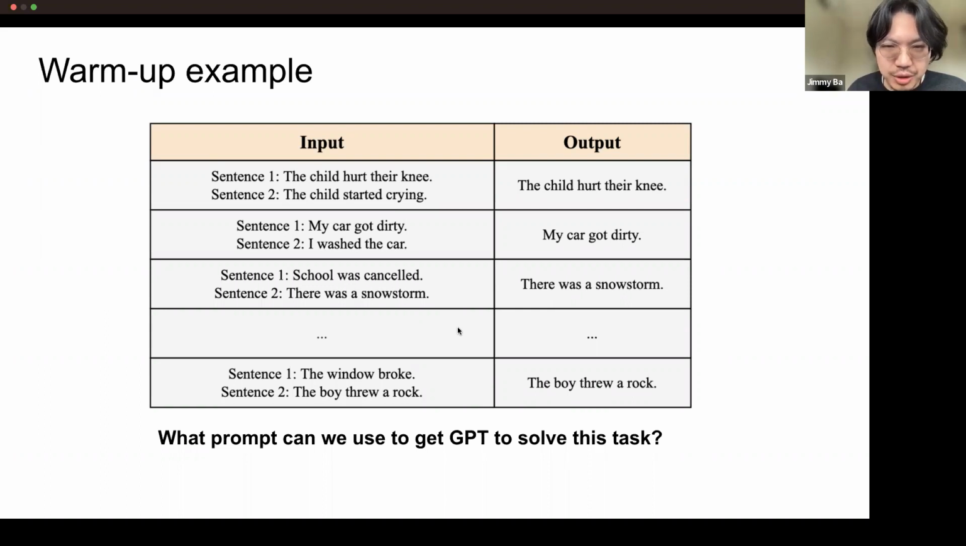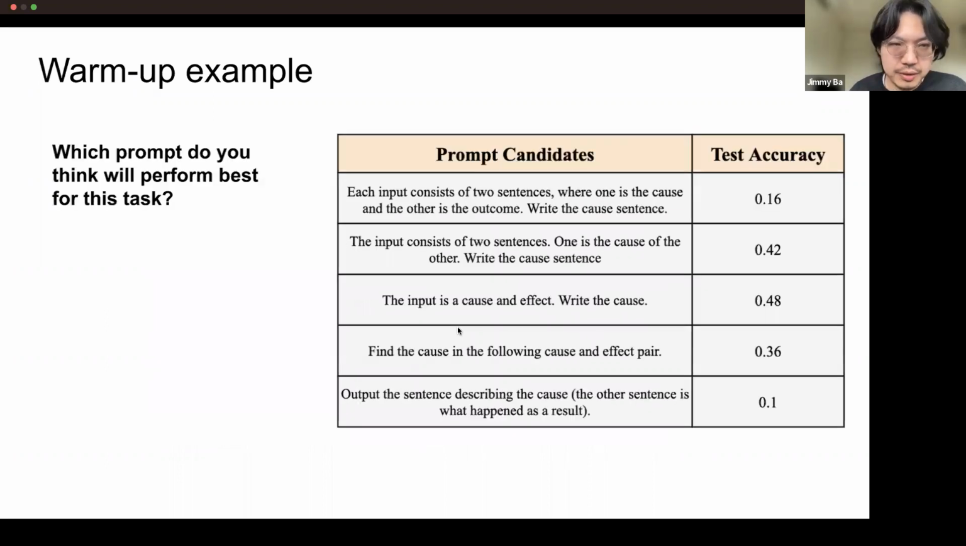Why don't we ask the model, so you can write in the terminal, something like: hey, we have a task at hand with pairs of input sentences, and the model is asked to output the cause between the two sentences as the output, right? And unfortunately, if we try this example systematically, we ask a bunch of grad students to just sit there and write a bunch of prompts to prompt those models.